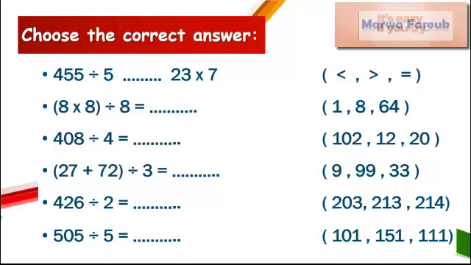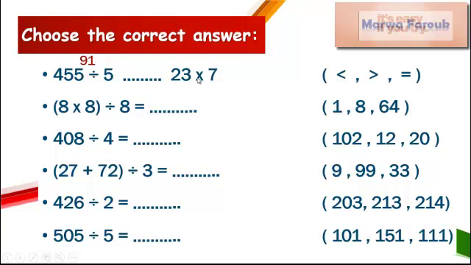Okay, now let's take the first side, 455 divided by 5. We are going to divide here. 4 divided by 5 can't be, so we are going to take 45, and 45 divided by 5 equals 9. Now 5 divided by 5 equals 1, so we got 91.